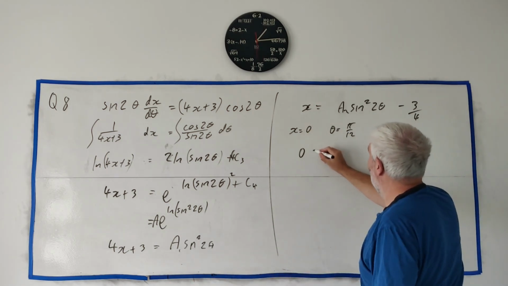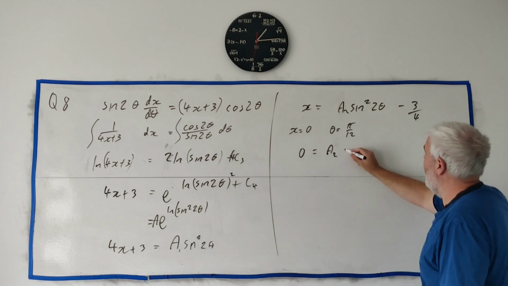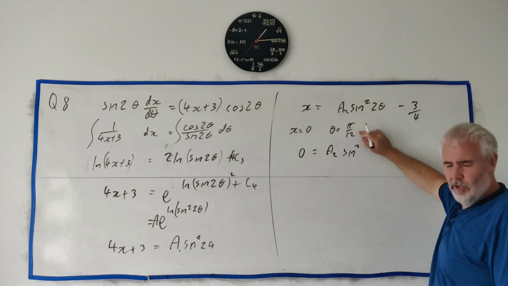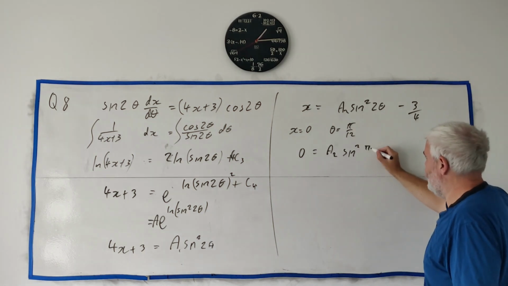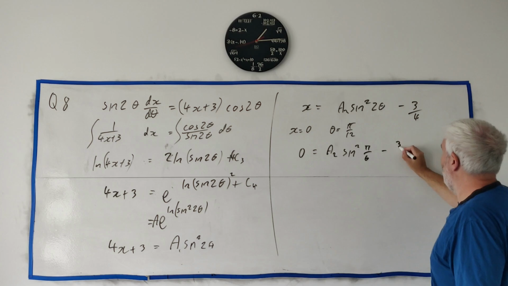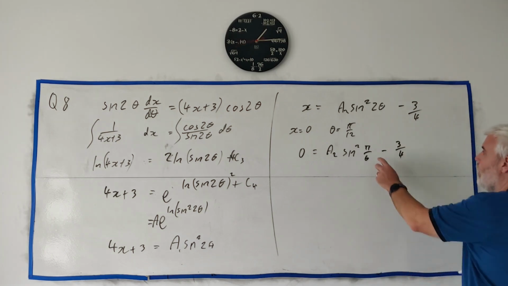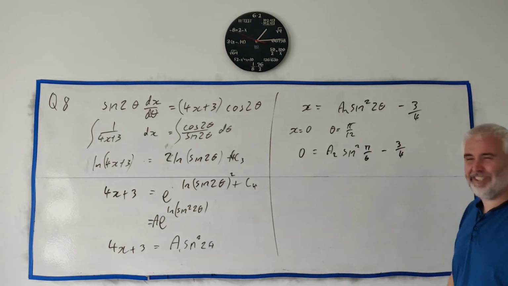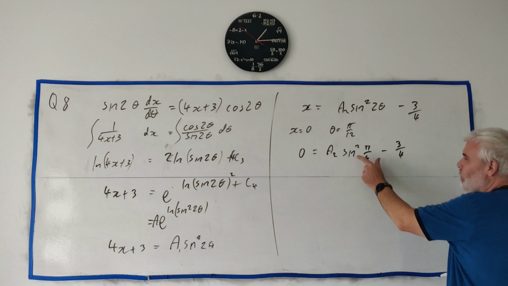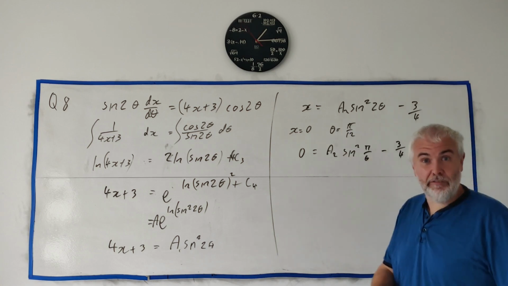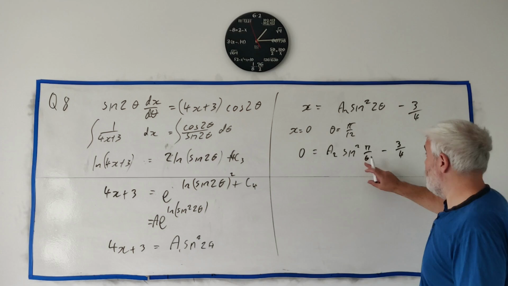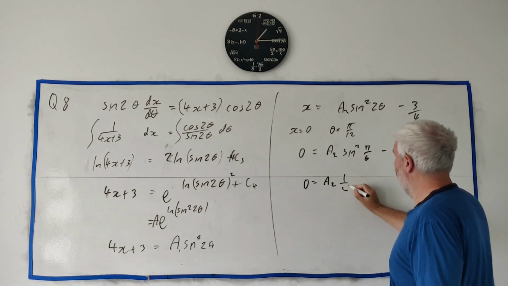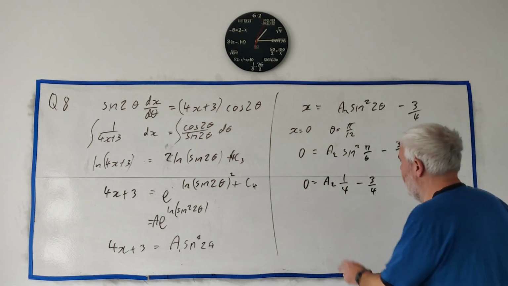Instead of x we put 0. A2 times sine squared, instead of 2 theta, we have 2 times pi over 12, which becomes pi over 6. And then take away 3 over 4. Pi over 6 is 30 degrees, and sine of 30 is a half. Put sine pi over 6 in your calculator and you'll find it's 0.5. The square of that is 1 over 4. So 0 is equal to A2 times 1 over 4 minus 3 over 4.